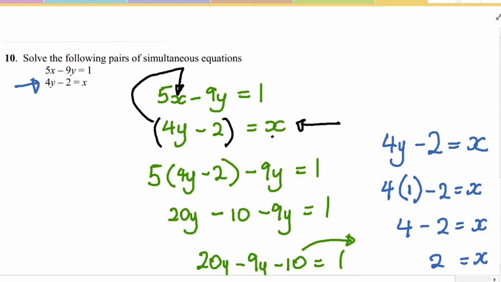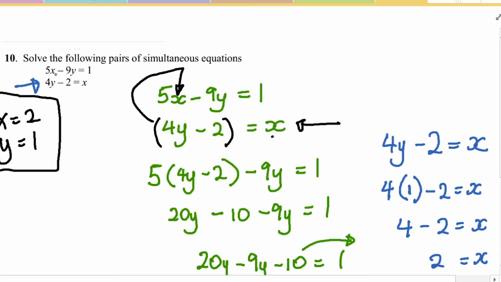So yeah, that's the answer. Our value of x is 2 and our value of y is 1. If you want to check whether your answers are correct, it's as simple as substituting these values of x and y into your equations. And when you substitute them, they're supposed to agree.